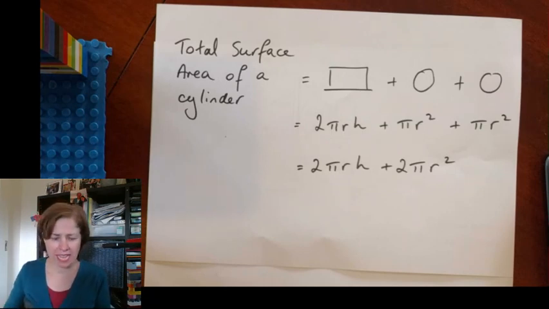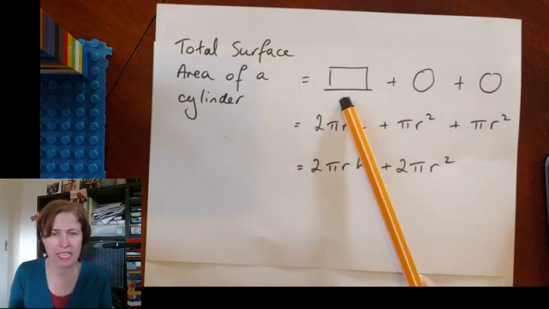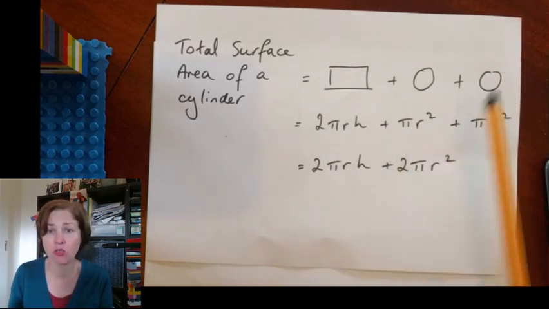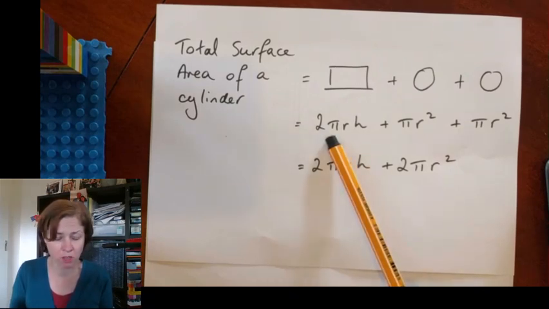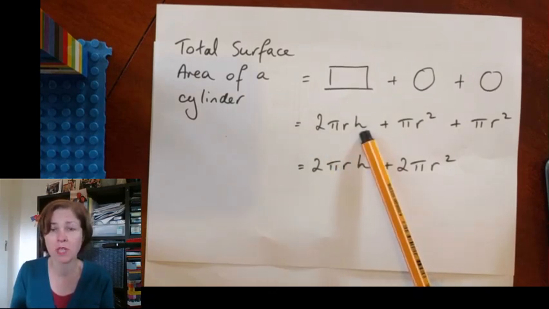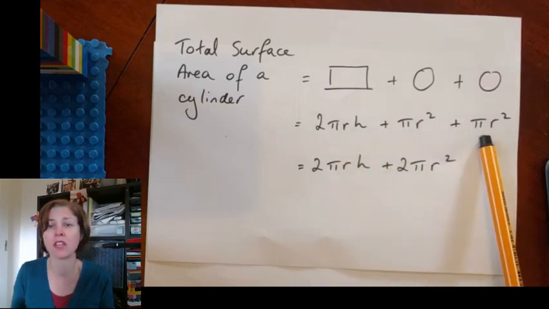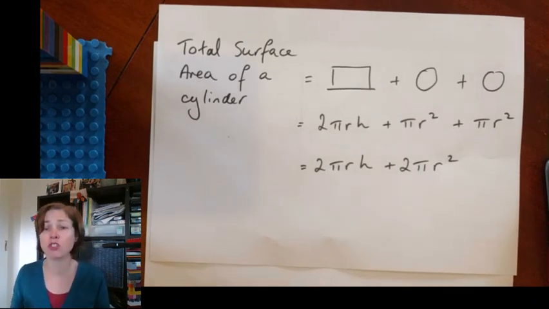So if you remember yesterday we looked at this formula and where it came from. This is the rectangle that wraps around the cylinder and they're the two ends. And so that gives me the circumference of the circle times the height gives me the area of this rectangle, and pi r squared and pi r squared are those two circles, and then I add that all together to get this formula. So I'm going to use this formula now to do two examples.